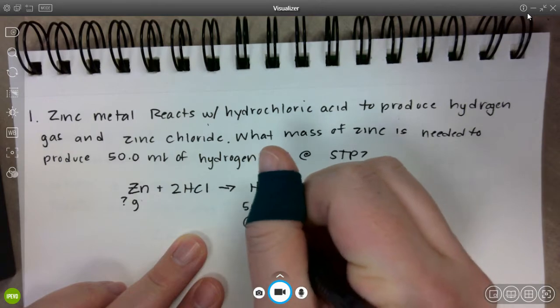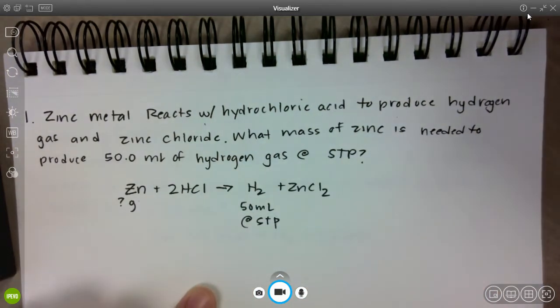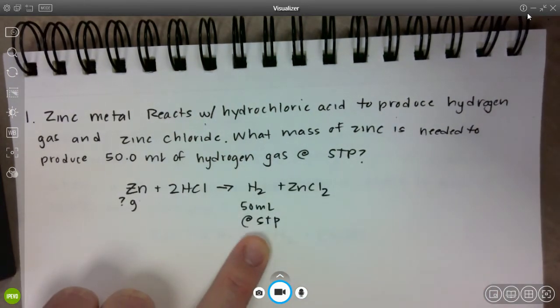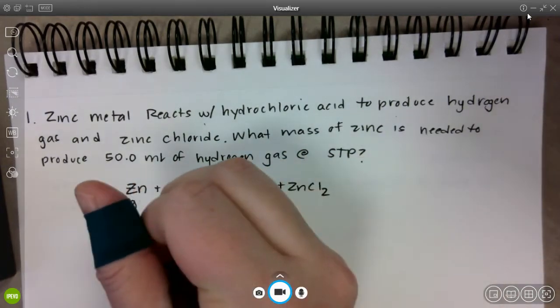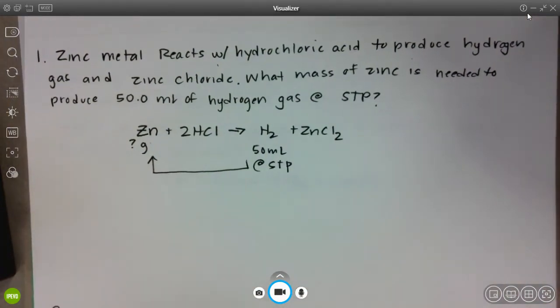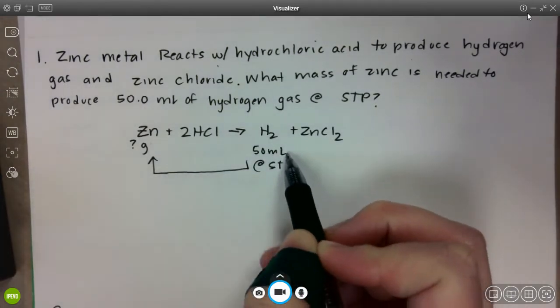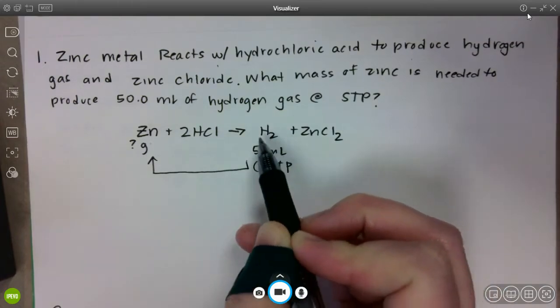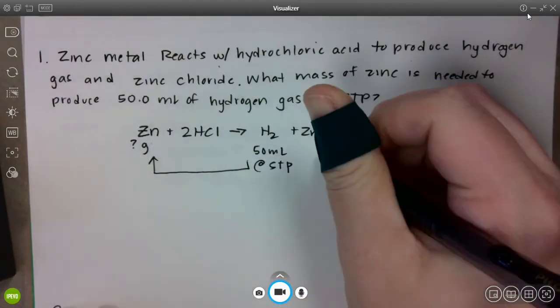And it's at STP. So it's asking me how much of this do I need to make this much stuff. So again, you could use the ideal gas law if you wanted to, but because it's happening at standard temperature and pressure, it makes life a little bit easier. So what I need to do is I need to get this starting information into moles. And like I said, there's always 2 options.